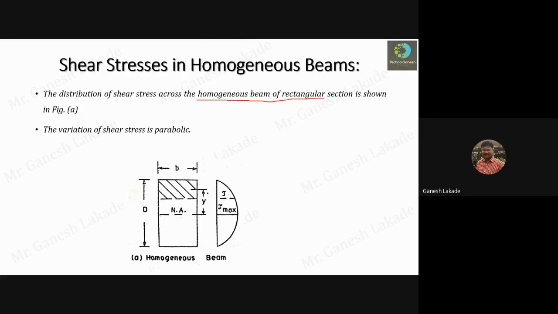Okay, so at any section, the shear stress distribution will be like this, which has a parabolic nature. As I told you, the shear stress will be maximum at the neutral axis and zero at the bottom and top face of this section.